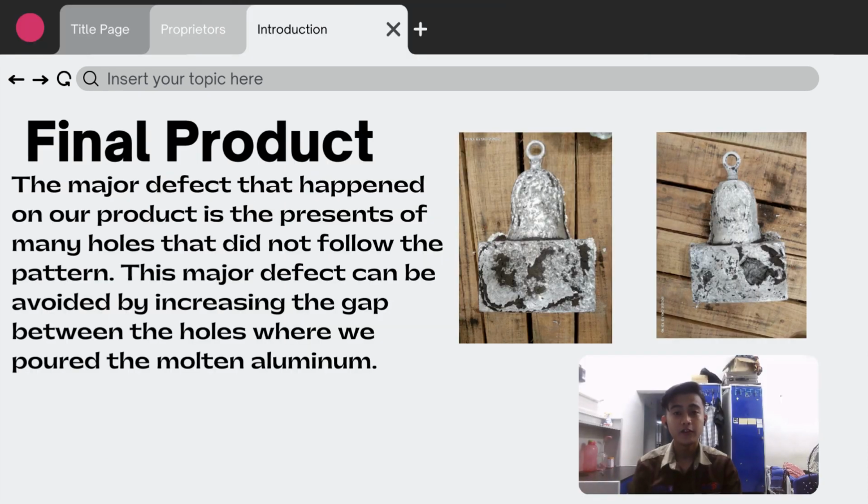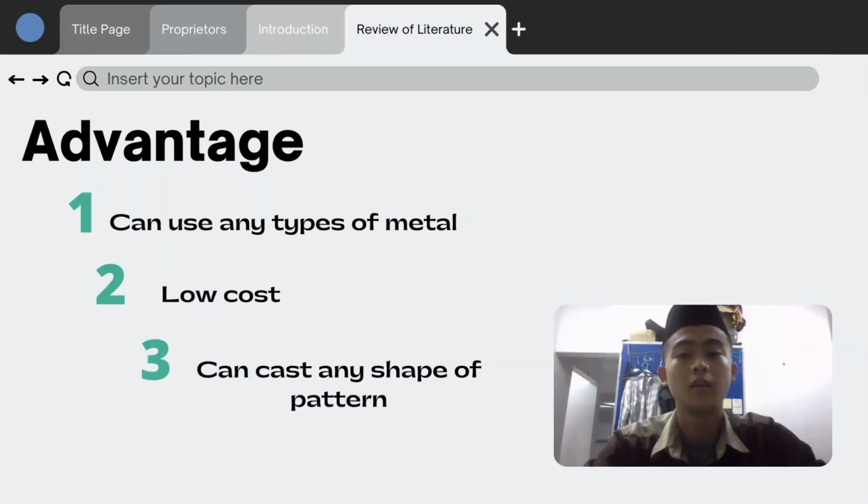Next, we move to the final product part. As you can see on the slide, this is our final product and there are some major defects on it. The major defect of our product is the presence of many holes that did not follow the pattern. This major defect can be avoided by increasing the gap between the holes where we poured the molten aluminum.